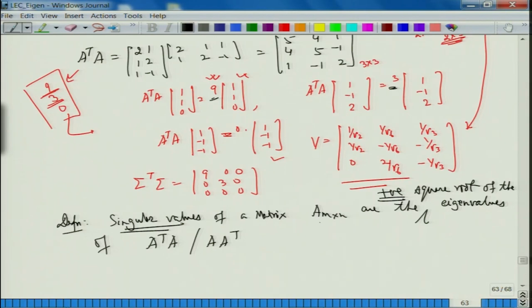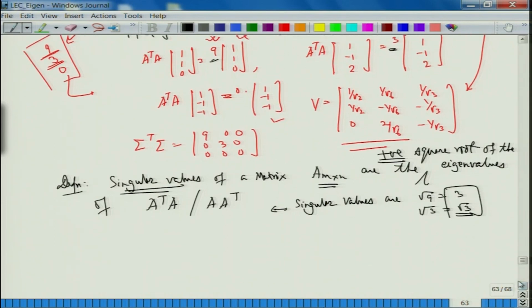So, singular values of a matrix A, which is a rectangular matrix, are the positive square roots of the eigenvalues of this. So, here in this example, my singular values are the square root of 9, which is 3, and the square root of 3, which is the square root of 3 itself. All right. So, these are the two things that I have. Therefore, my matrix A, which was 2 1 1, 1 2 minus 1, is nothing but U, which was this matrix.